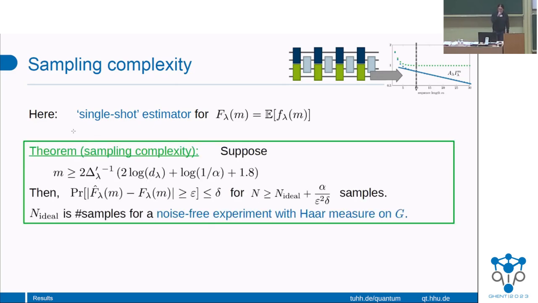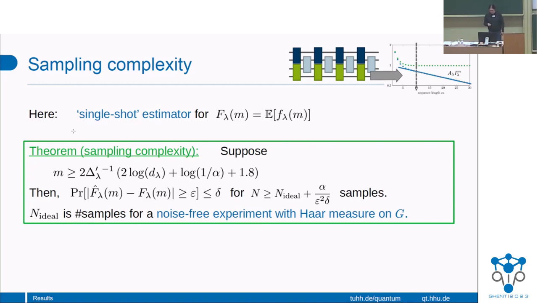So for this single-shot estimator, we get a sampling complexity theorem, which looks a bit similar to before. Basically, if you choose the sequence length double as large as before, then we get an epsilon-close approximation with high probability if the number of samples fulfills this lower bound here. And here, N ideal is the number of samples that you would need in the absence of noise, and if you would sample Haar randomly.